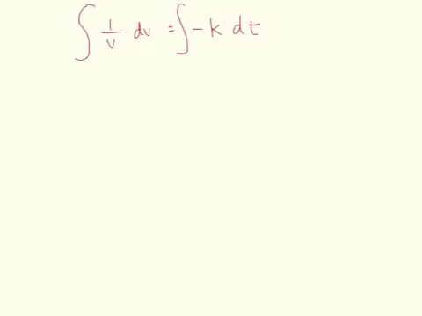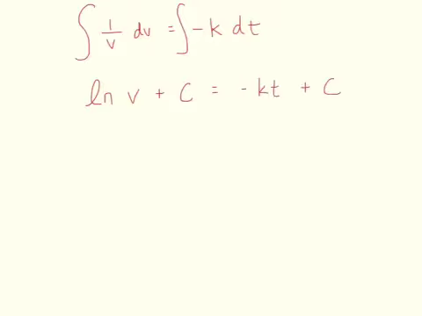And as we talked about earlier, the integral of 1 over u is always 1 over the derivative of u times ln of u. So in this case, it's going to be just ln of v plus c. And then on the right hand side, we're going to have negative kt plus c.